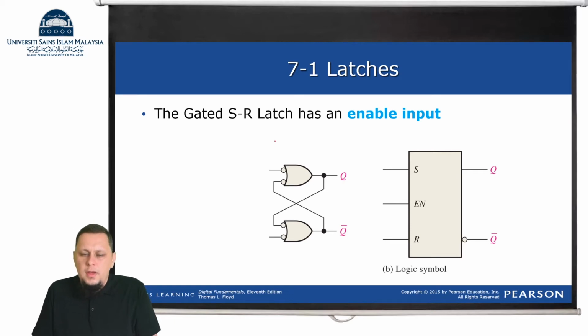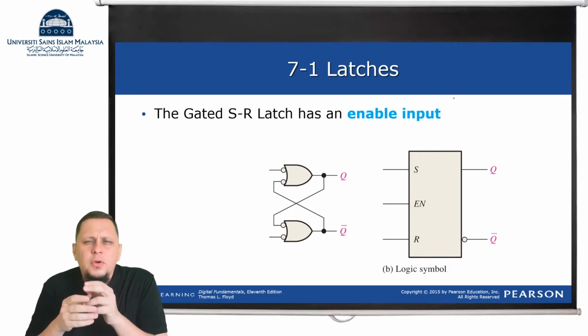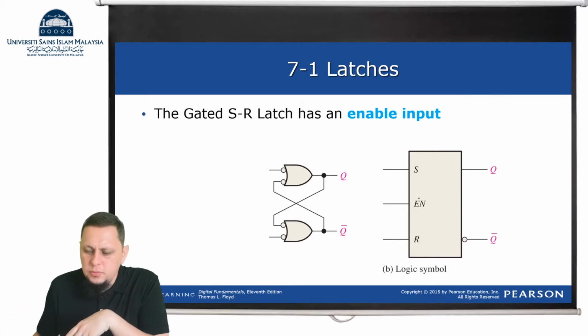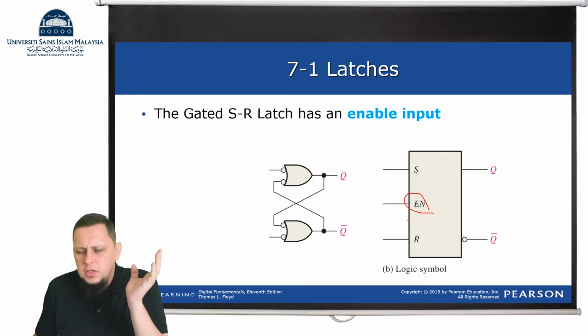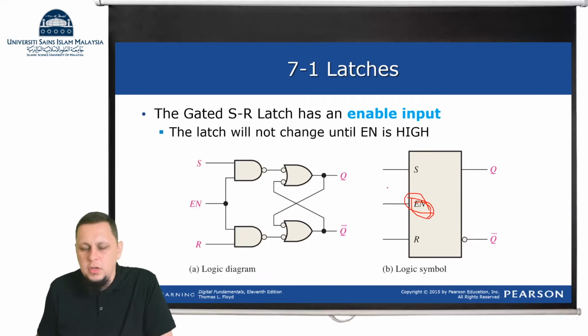Now, next we're going to talk about the gated S-R latch. With the gated S-R latch, we have one more extra input. Consider this input here, the EN input. It means enable, acting as a power on or power off button. That's it. This is basically the same S-R latch, but the output changes only when enable is on. Okay, so that is the only difference here.